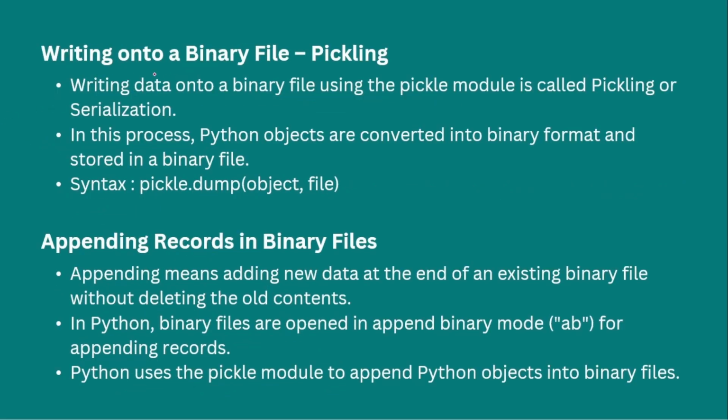Okay, so the next topic is writing onto a binary file, and this process is called pickling. Writing data onto a binary file using the Pickle module is called pickling or serialization. Whenever we write data inside a binary file using the Pickle module, that is called pickling or serialization. In this process, Python objects are converted into binary format and stored in a binary file. So we have our original Python object, we'll be converting it into binary format, and once converted, we will be storing it in a binary file.